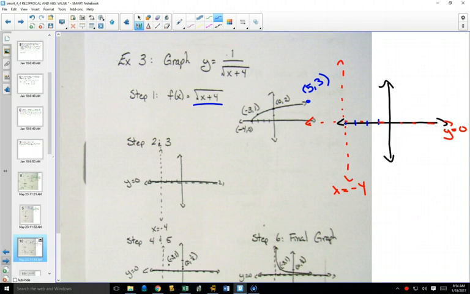Now that you have those points, what's going to happen to -3, 1? It's going to stay the same because you'll have 1/1. 0, 2, becomes 0, 1/2. 5, 3, becomes 5, 1/3.